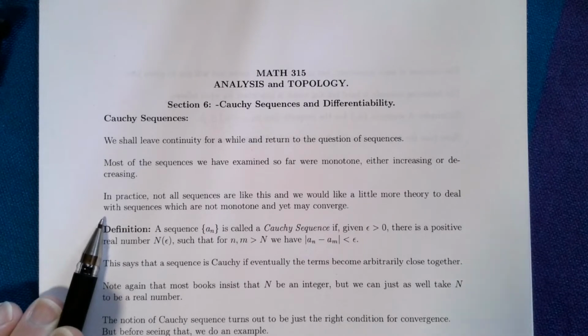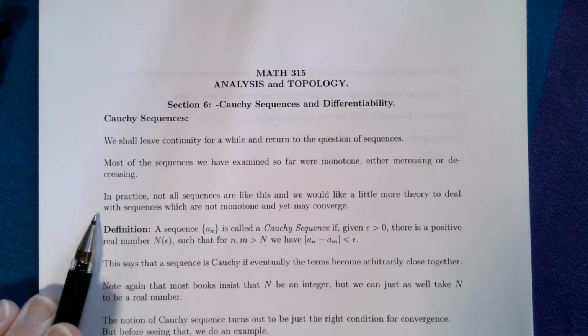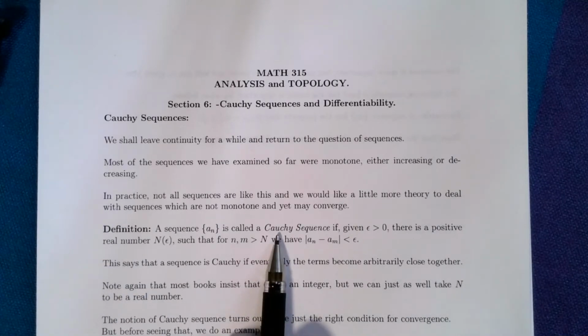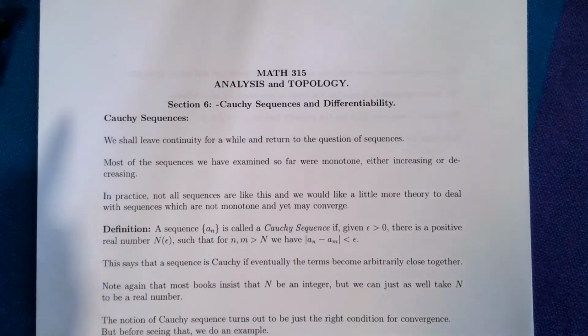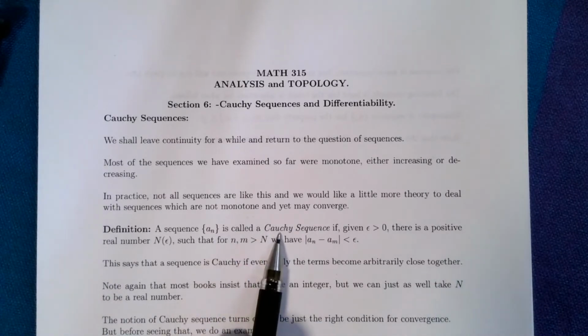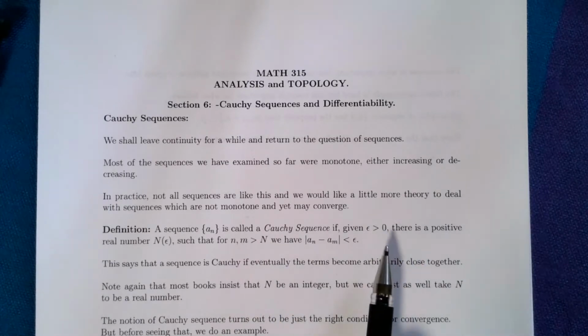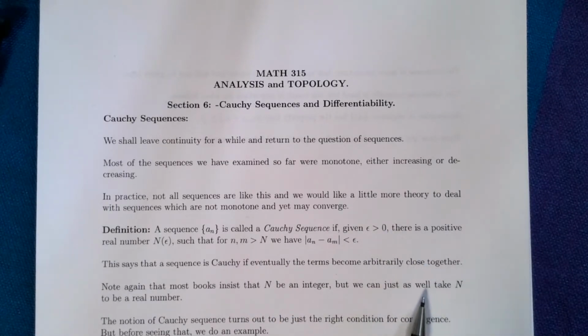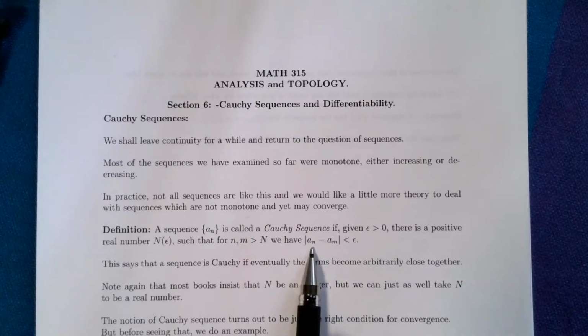And it turns out that to study such sequences we need this notion of what's called a Cauchy sequence. This is named after Cauchy, who was a French mathematician who, along with Weierstrass, were really the founders of modern analysis. So a sequence a sub n is called a Cauchy sequence. Well, what does it mean? It simply says that the terms eventually are becoming arbitrarily close together, and not just consecutive terms, but any two terms can be made, the difference can be made as small as we like, provided we go far enough.